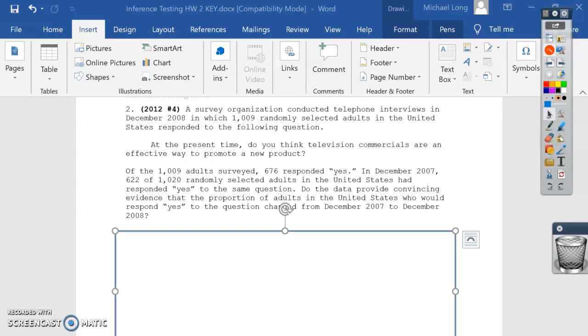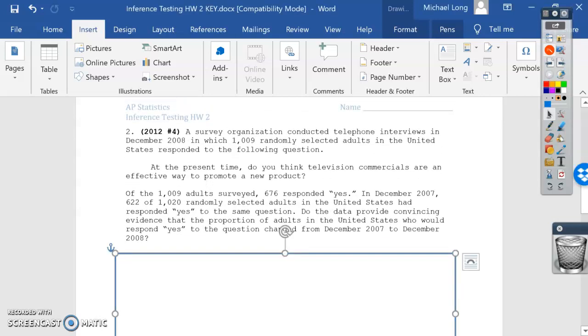Okay, so hopefully you read through this and realize this is categorical data due to the fact that people are answering yes or no, whether they agree that TV advertising is a good way to promote a product. This is a hypothesis test because I don't see the words confidence interval. And this actually has 2 different samples, and that's why this problem is a little bit different than the others. It's going to be a 2-sample test.